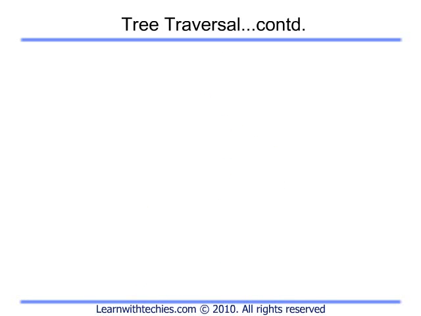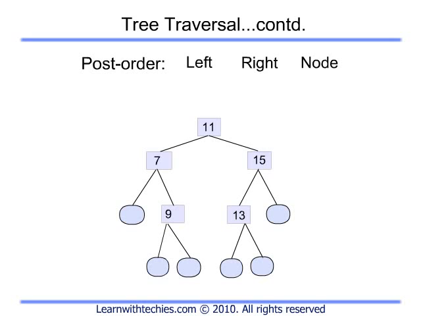Finally, let's see the result of post-order traversal. In post-order traversal, we traverse the left and right subtree and then print the node. In short, we print the node when it's visited the third time. Let's see it using the same sample tree.